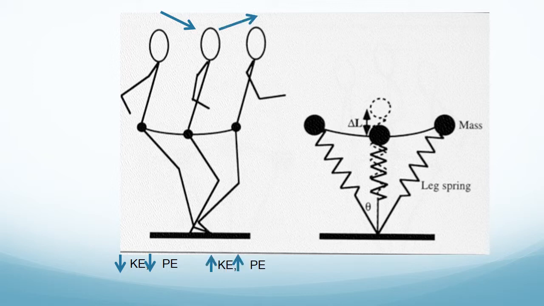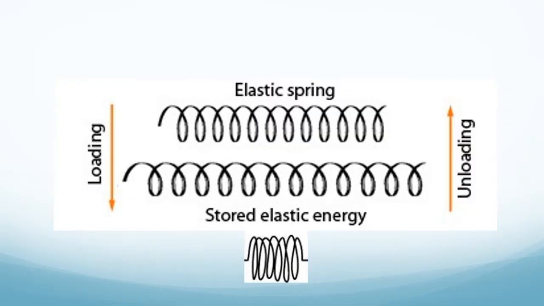Running does not allow for the inverted pendulum model because the body falls in the first half of stance, decreasing both the potential and kinetic energies, and then rises in the second half, increasing both energies. The muscles therefore need to be performing more work than in walking. This is why it is more draining for us to run a certain distance than to walk it.